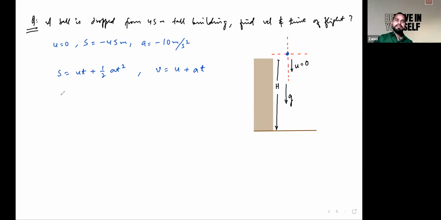Just see, we have S equals minus 45 meter. U is 0, so this whole term would become 0, plus half acceleration, which is minus 10, into t square. So this 2 and 10 would cancel out. If you move minus 5 to the other side, you will get minus 45 divided by minus 5, so it will be 9. Here we have t square, so move this square to the other side, you will get t equals the root of 9, which is equal to 3 seconds.